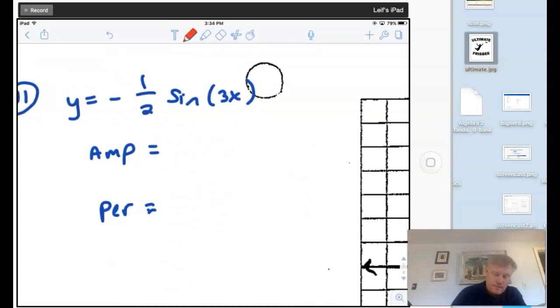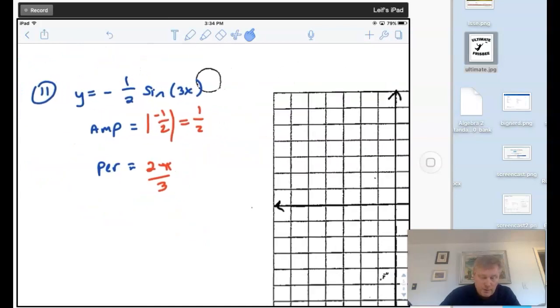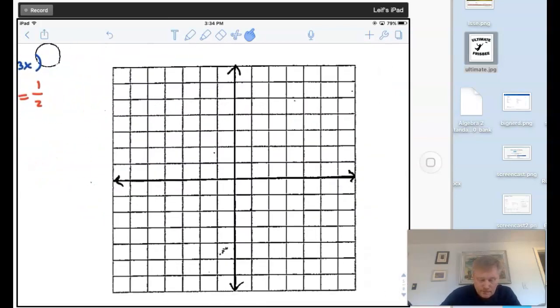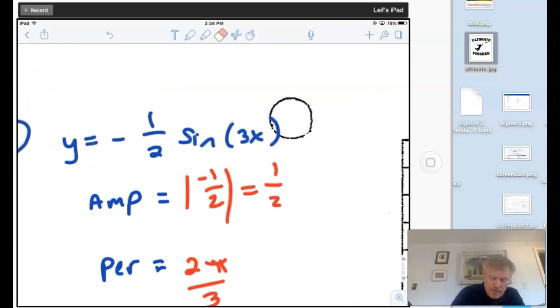All right, this one. Amplitude. Absolute value of -1/2 is +1/2. Period is 2 pi over 3. All right, and it's negative, so it's going to start down. You know what? I'm going to change this one. I don't have a negative cosine one yet here.